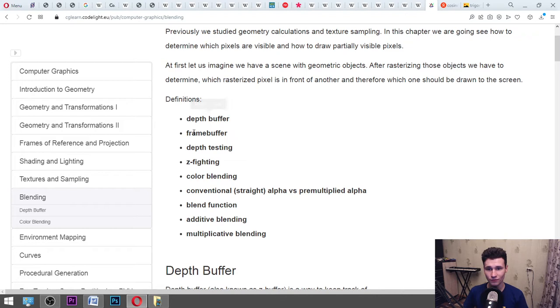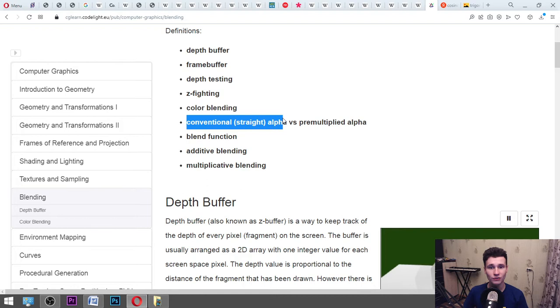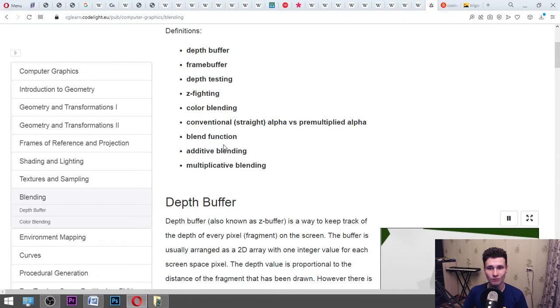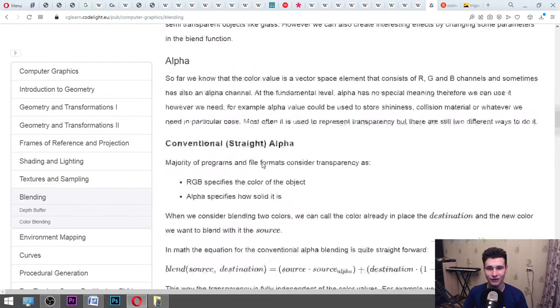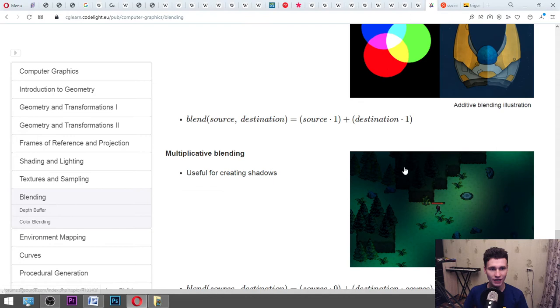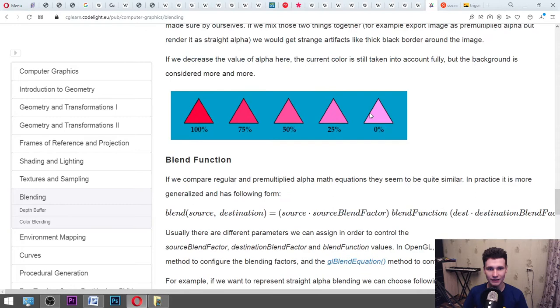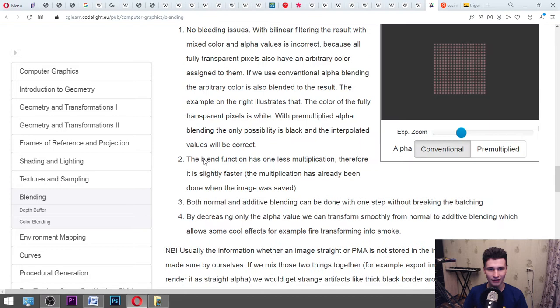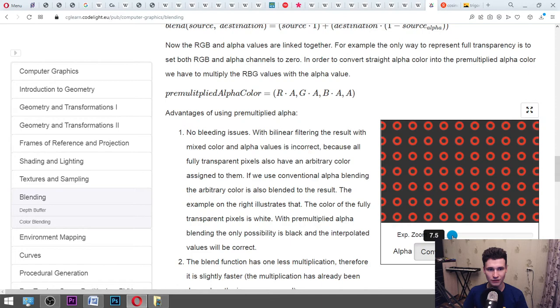Blender, depth buffer, frame buffer, depth testing, Z fighting, color blending, conventional straight alpha versus pre-multiplied alpha, blend function, additive blending, multiplicative blending. Okay, far, near, far, near, far. It is like a Celine Dion song. Blend, source. Okay, conventional. Good. It is specific, like how we get one color and another. Yes. And we have blend. It is 0. Also 100, and we have the one moment. Also, wow, look at this, they are moving.